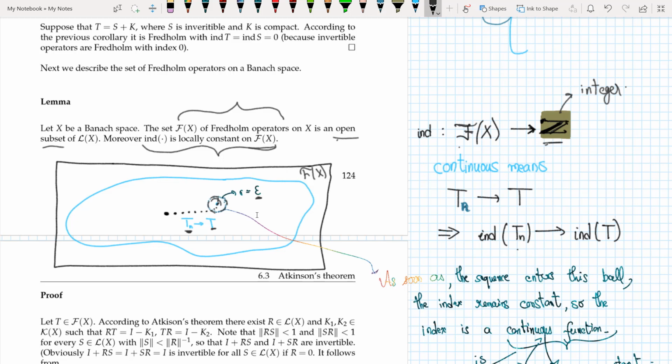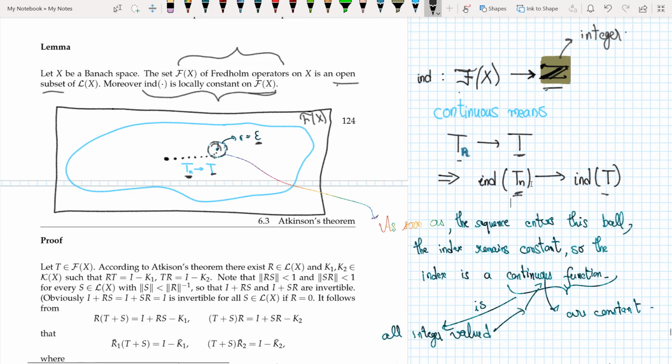So what's happening is as Tn reaches T, continuous means that as Tn tends to T, index of Tn should tend to index of T. But as soon as Tn enters this ball, this index is constant. So that's what I've written here, that as soon as the sequence enters this ball, the index remains constant. So the index is a continuous function, because continuous means that as Tn tends to T, index of Tn tends to index of T. But as we see that it is pretty much constant, so it is of course tending to it, because 2 tends to 2, that kind of stuff.